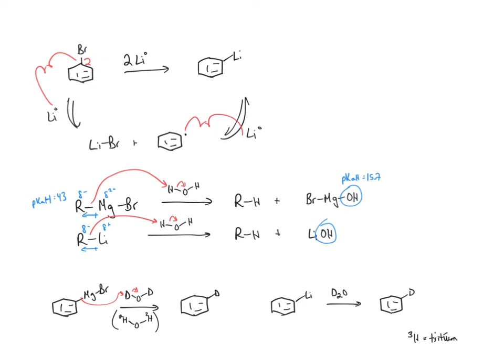So we'll use lithium reagents and Grignard reagents much later in the semester, but what I want you to know now is how to form them, and they form via radical intermediates.